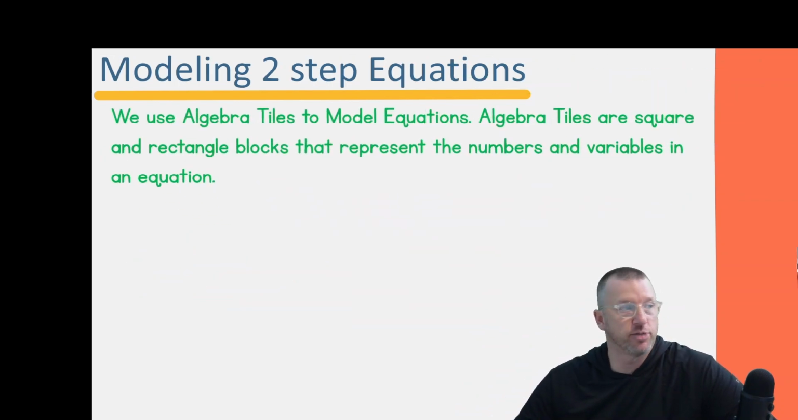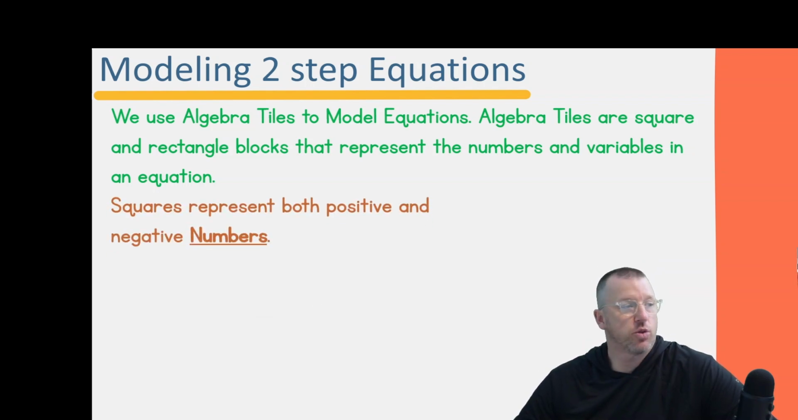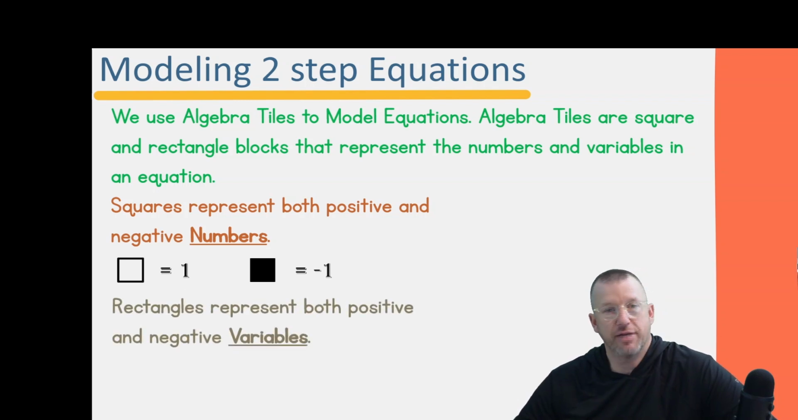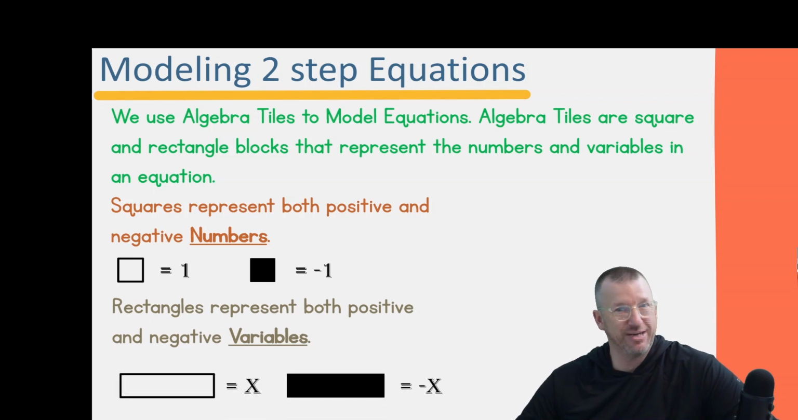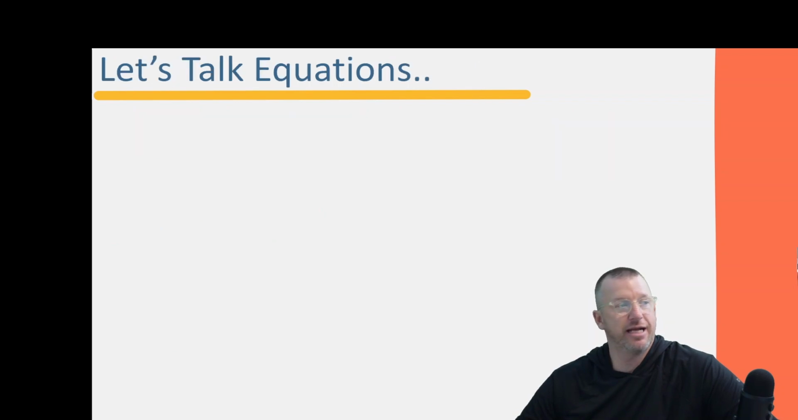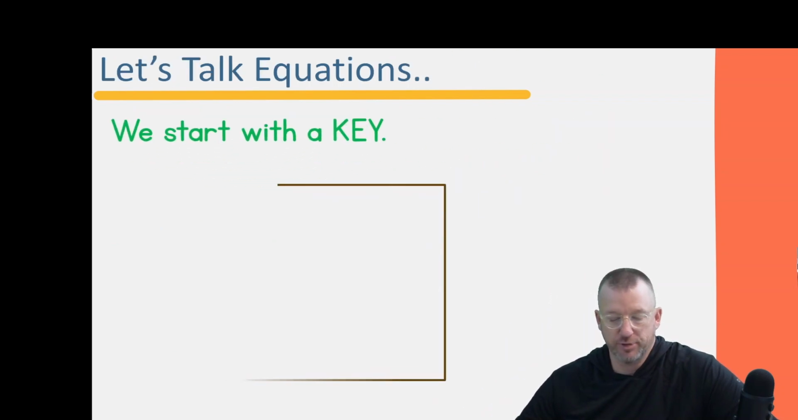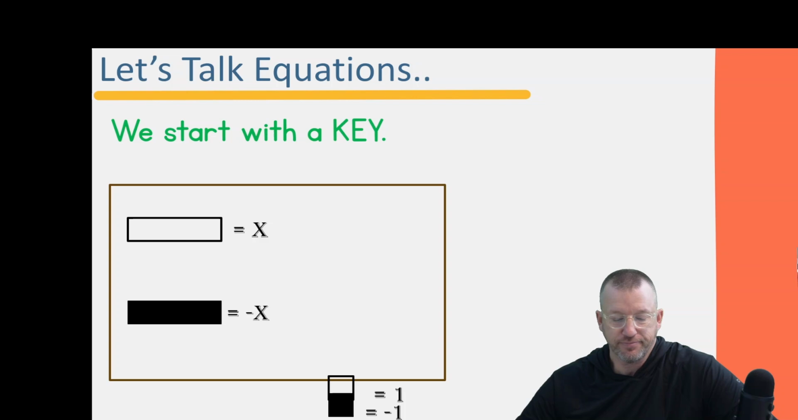Okay, so modeling two-step equations. So we use algebra tiles to do this. And they are square and rectangle blocks. The squares represent the numbers. An open square or an empty square is 1. A filled in square is -1. Same thing with the variables. An open rectangle is a positive variable and a filled in rectangle is a negative variable. All right, so we use a key. So here's our key that we're going to use.